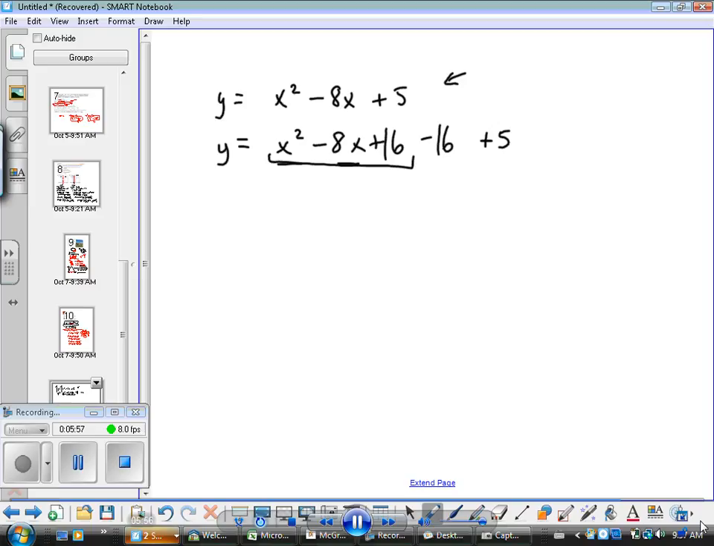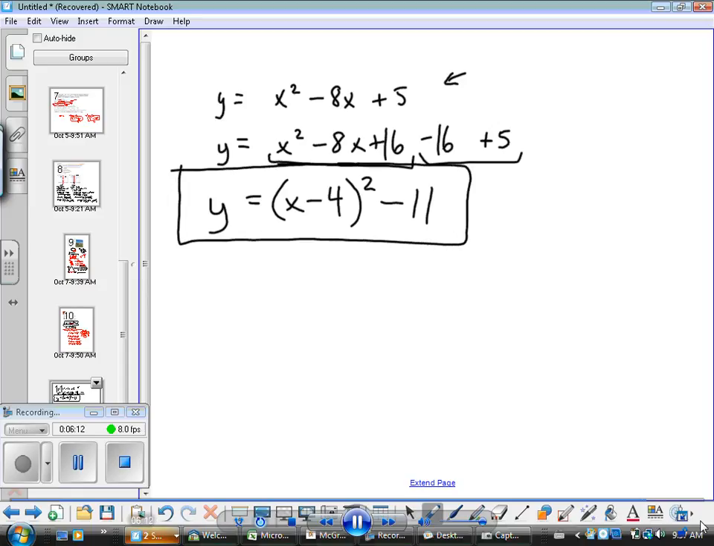If I take that trinomial square, those first 3 terms, I can rewrite that as x minus 4 squared. Okay, I'm going to group those last 2 terms, and I can rewrite that as minus 11. And what I have now is a vertex form equation. Okay, between my 2 equations, I have a lot of information here. I know that my vertex has an x coordinate of 4 and a y coordinate of -11.